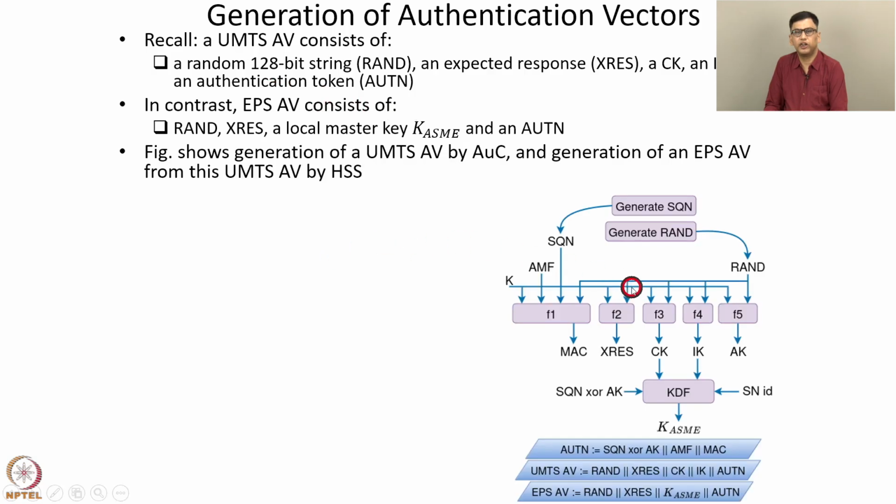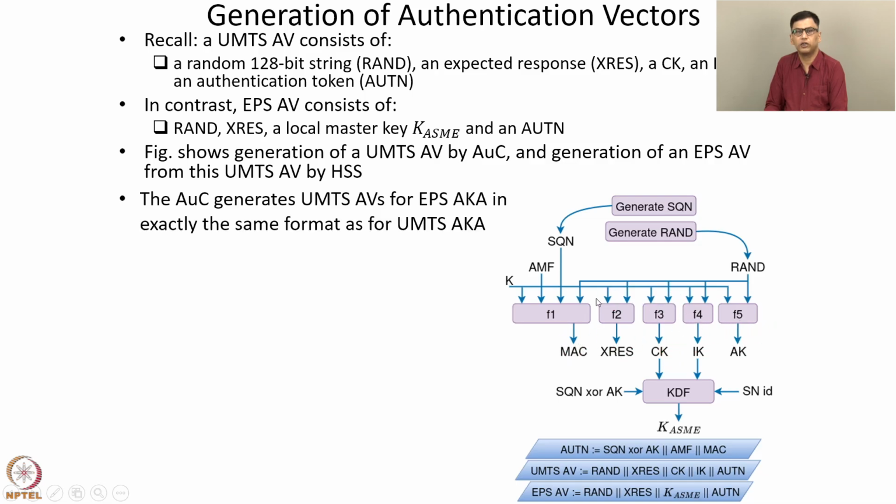This figure shows the generation of a UMTS authentication vector by the authentication center and the generation of an EPS authentication vector from this UMTS authentication vector by the home subscriber server. So, this generation of the UMTS authentication vector, which is shown by these 5 quantities here, happens in the authentication center, which is connected to the home subscriber server. These 5 quantities constitute the UMTS authentication vector. These 5 quantities are generated in the authentication center.